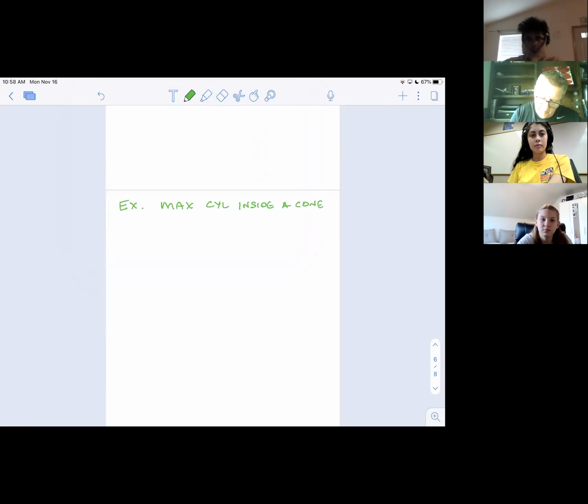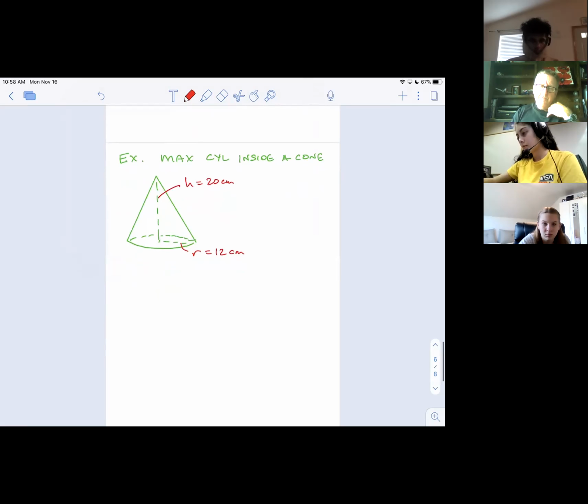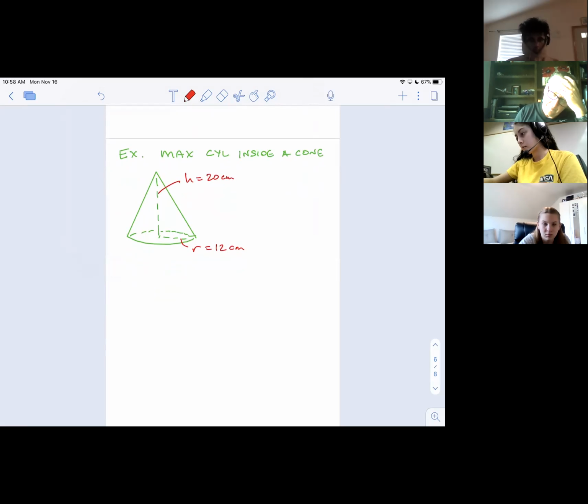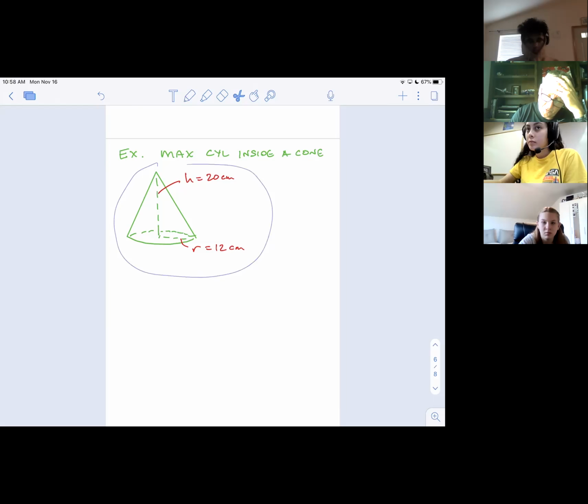What in the world is that talking about? Well, here's the cone. And let's give this cone a certain dimension. Let's say it has a height of 20 centimeters, and let's give it a radius of 12 centimeters. That looks reasonable. So can you visualize the cylinder sitting inside there? For instance, let me make a copy of this because I'm just going to draw a couple of them in there.